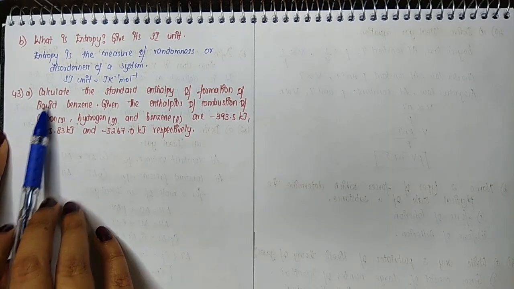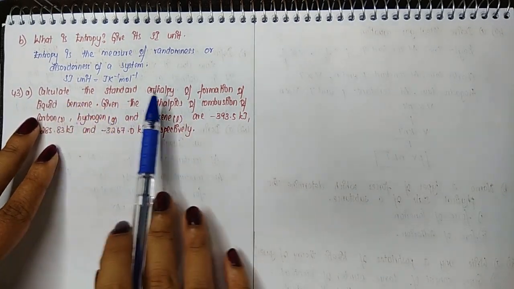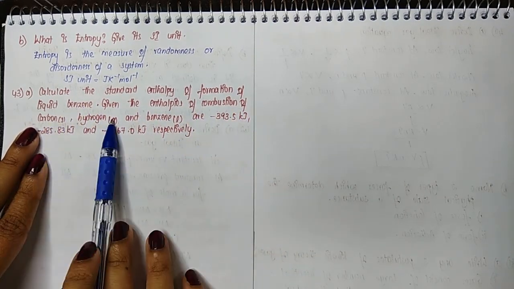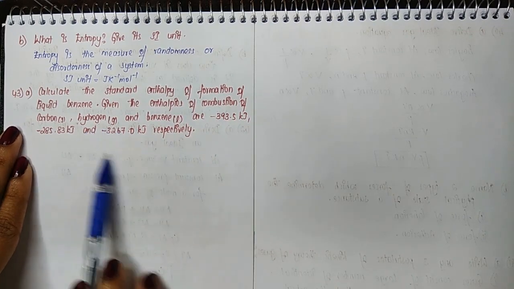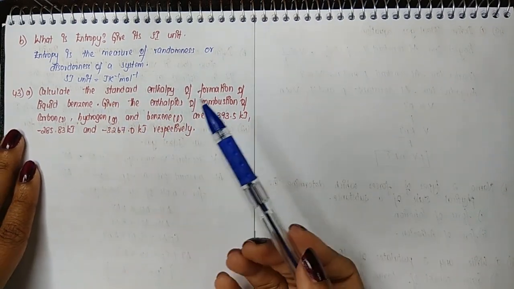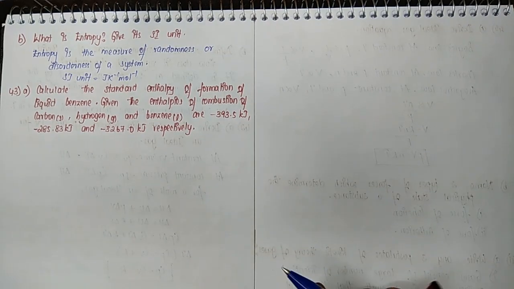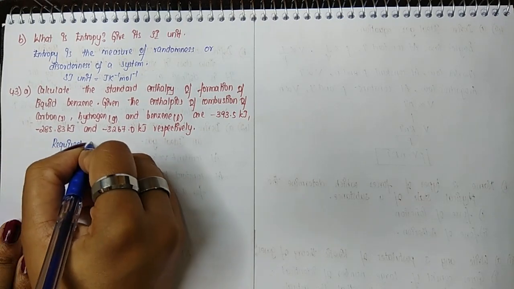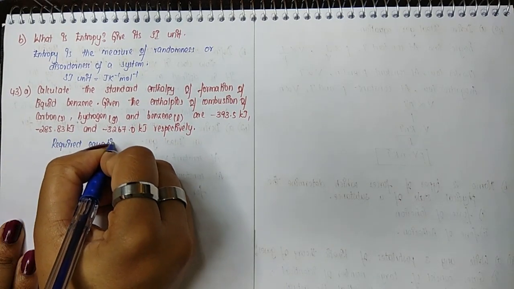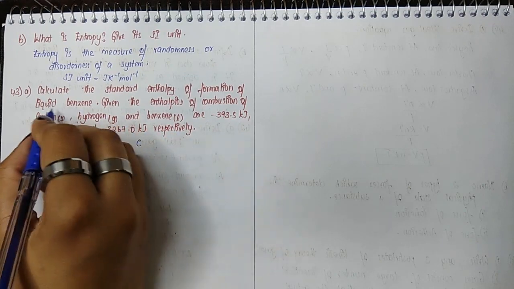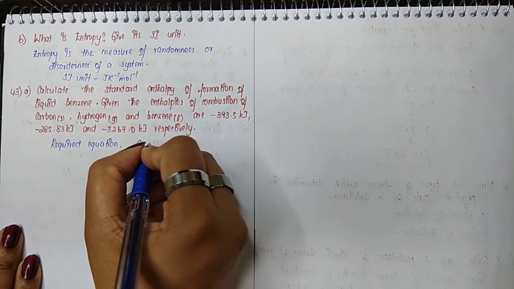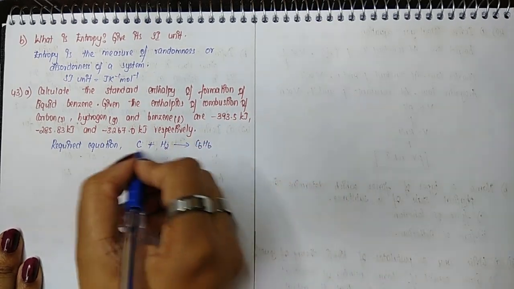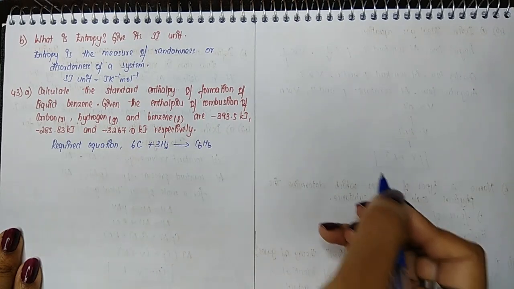Now the next 23rd question is a problem on Hess's law. Calculate the standard enthalpy of formation of liquid benzene given the enthalpies of combustion of carbon, hydrogen, and benzene are these values. So first let's write down what is the required equation. That is the equation that you get in the last. So here the required equation is, you're trying to form benzene, so let's break down benzene. Carbon plus hydrogen giving C6H6. It's not balanced, so let's balance the equation.